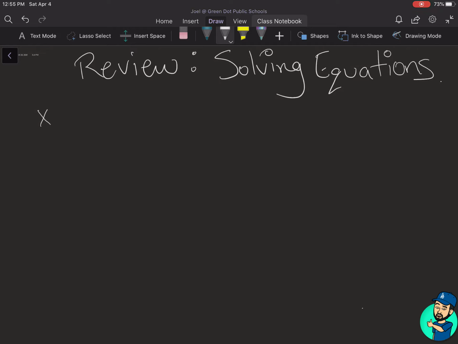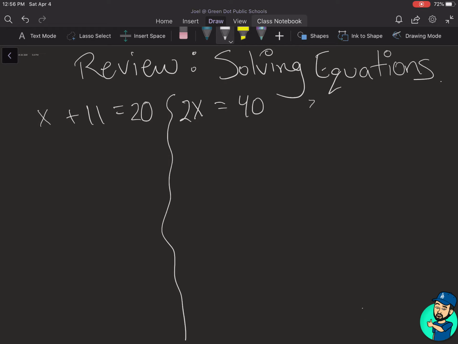That's x plus 11 equals 20. That's 1. 2x, no, oops. What was I going to do? Yeah, sorry. 2x equals 40. Let's do another one. Negative 4 plus x equals 10.